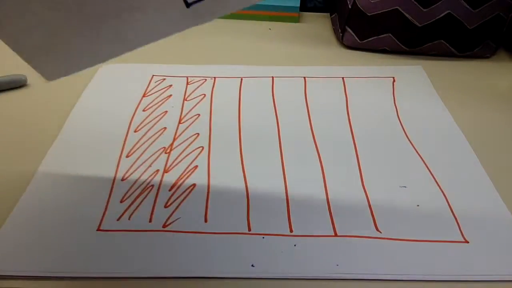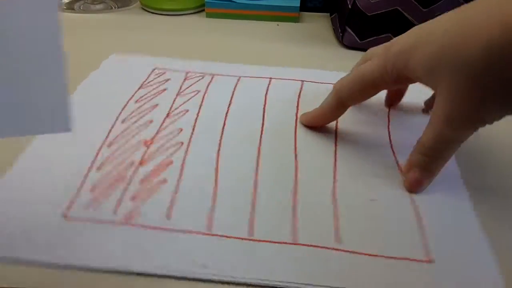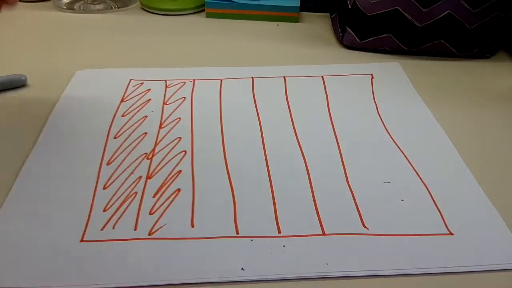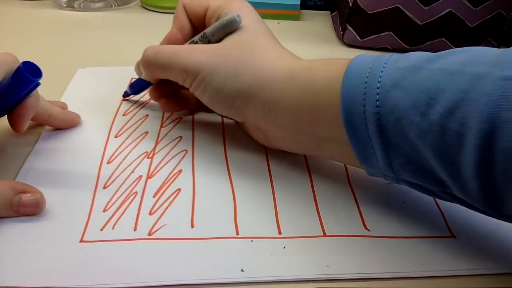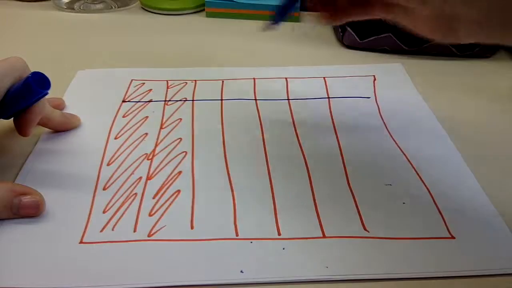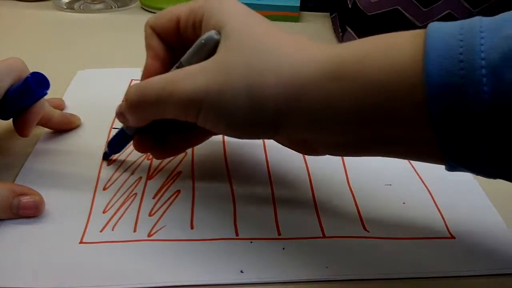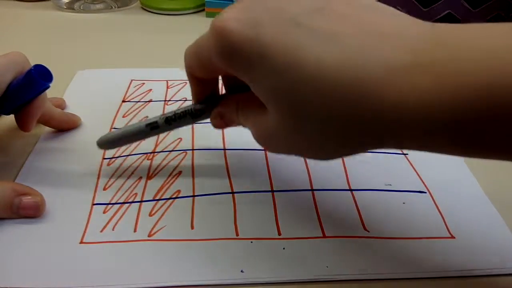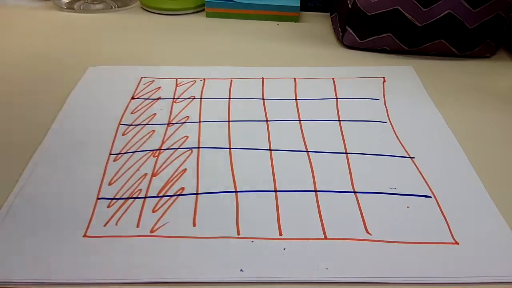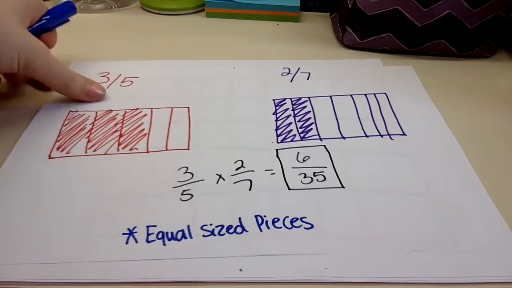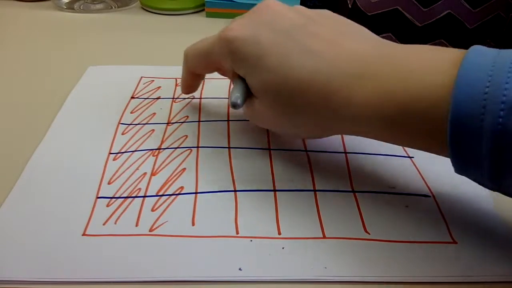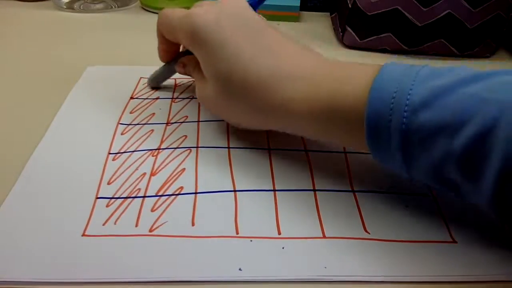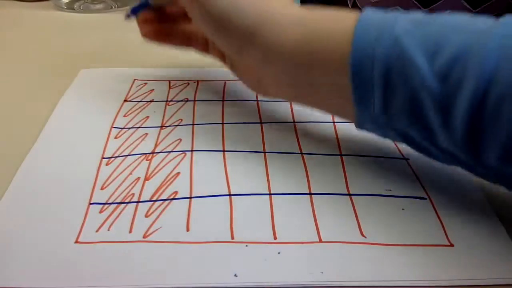So I think the easiest way to do that is to look at your chocolate bar like this. So instead of having the lines go up and down like we did with the 2/7, we're going to turn them sideways. So we're going to make 5 lines. 1, 2, 3, 4, for 1, 2, 3, 4, 5 pieces. So I know that I ate 3 of those, 3 out of my 5. So I'm going to shade 3.